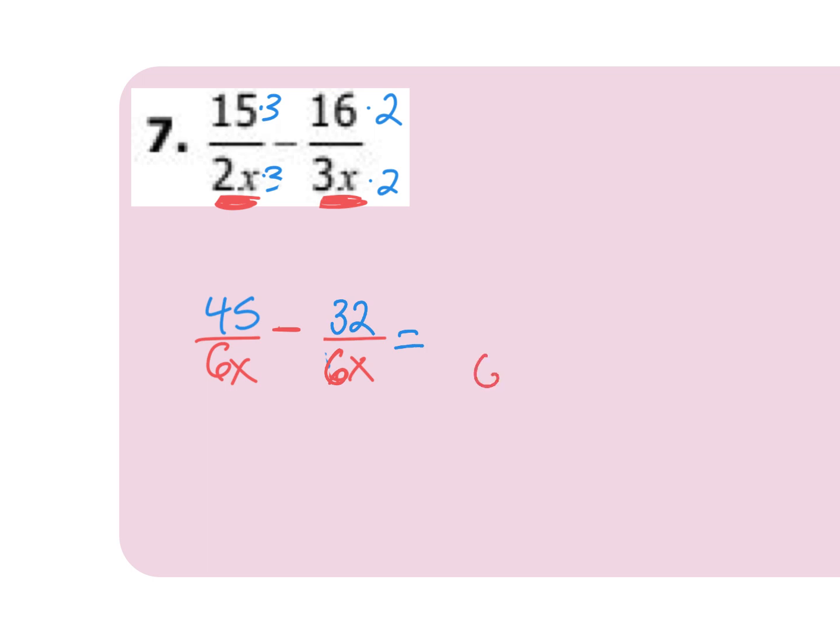Perfect. And now this one's pretty easy. We've got the same denominator now. We keep it and we subtract those numerators. And they're like terms, so that makes my life so easy, right? Okay, so this just ends up being 13 over 6x, and that cannot simplify because 13 over 6 does not simplify. So we'll leave it like that. Okay, good deal.